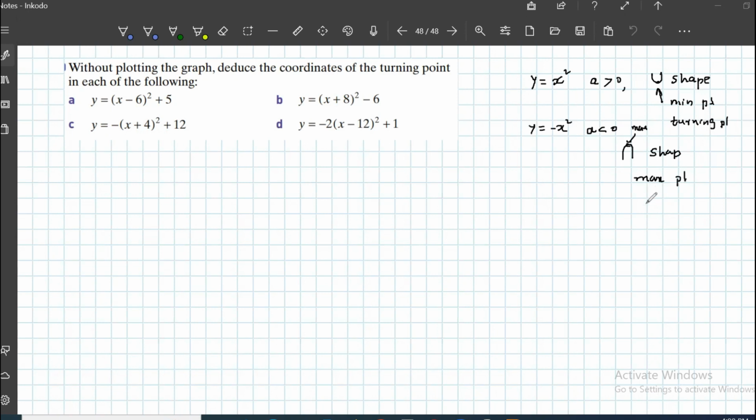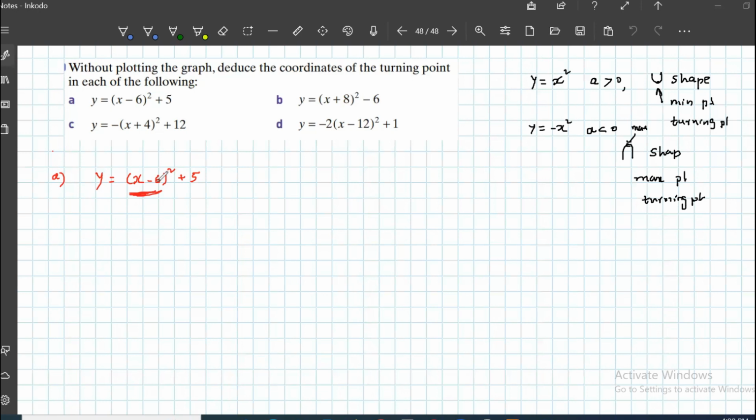Maximum point, or we can say the turning point. Now how do we figure out the maximum and minimum point in these questions? See one by one. For example, in part a, y is equal to (x minus 6) whole square. This is already in the form of the completing square or perfect square concept. That will help us find for what value of x this portion would be 0.